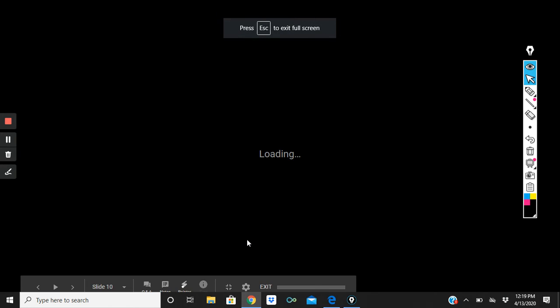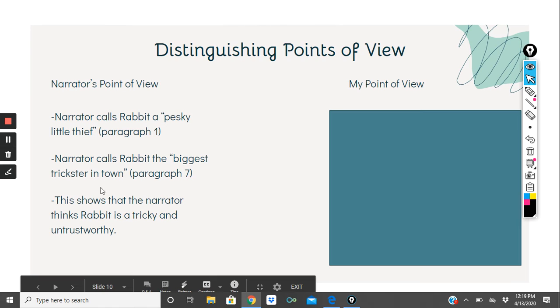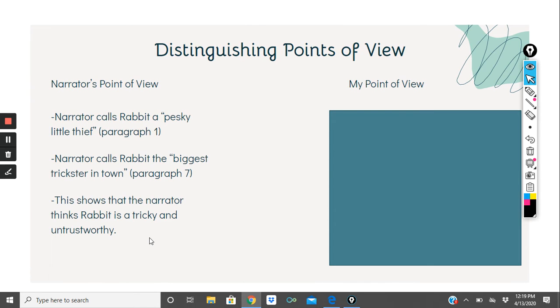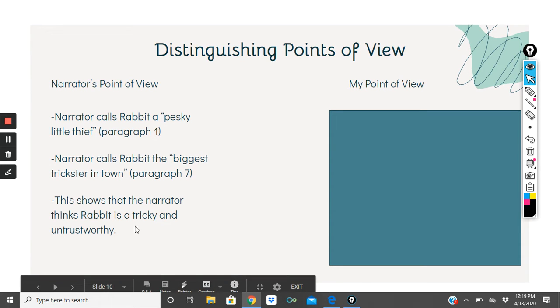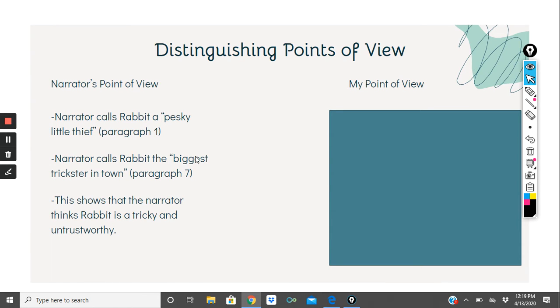Now, here, the last one, this is what I came up with as my conclusion: this shows that the narrator thinks, or the point of view is, that Rabbit is tricky and untrustworthy. Very sneaky. All right, so what is my point of view of the character? So right now I want you to go back and look very closely at paragraphs 1 through 7 again. Do you have a different point of view? What do you think about Rabbit?